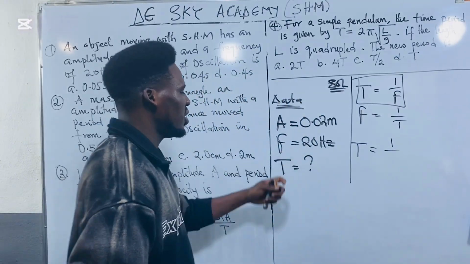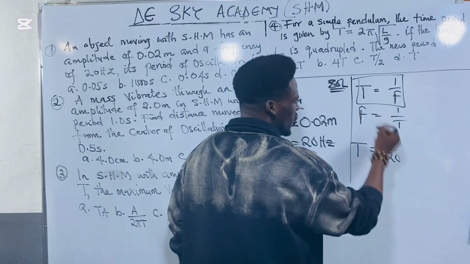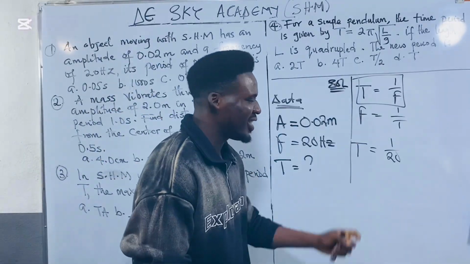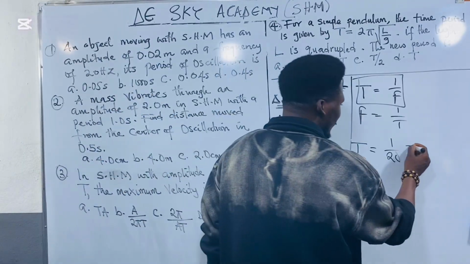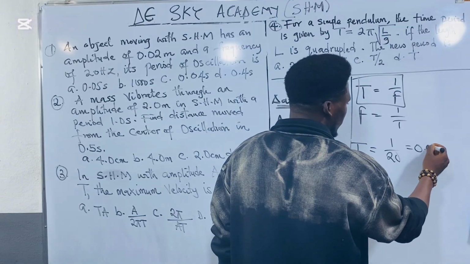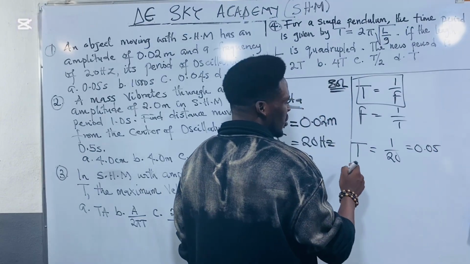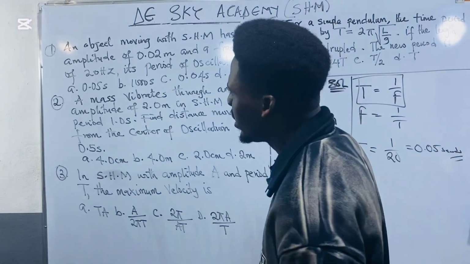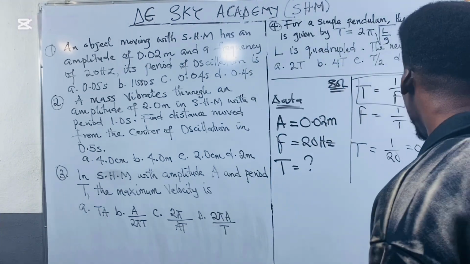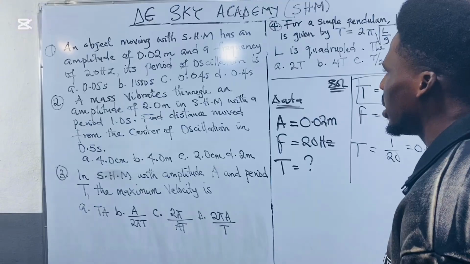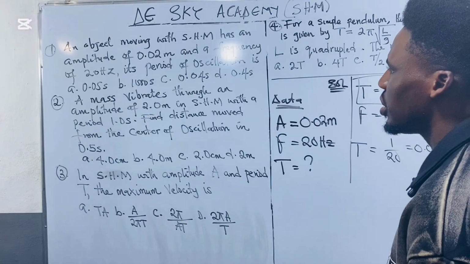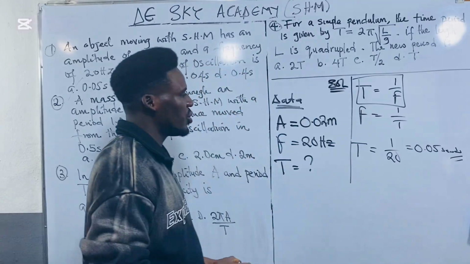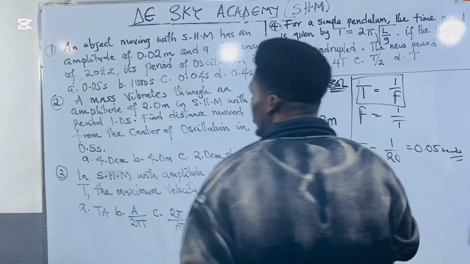So what is the frequency that was given to us? 20. Which is 1 over 20. And what is 1 over 20? I have it as 0.05. What is the unit of period? Seconds. So do we have 0.05 seconds in the options? Yes, which is option A. So now we've been able to solve question number one.